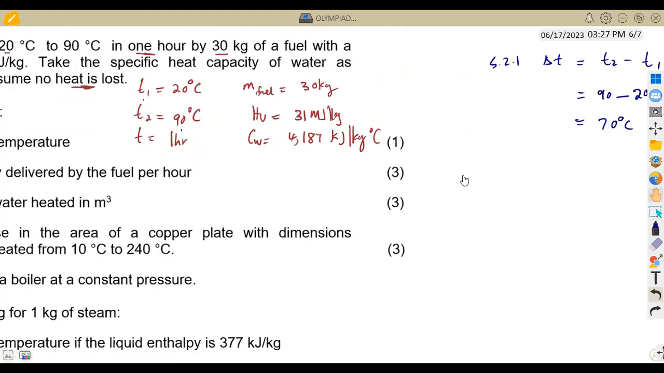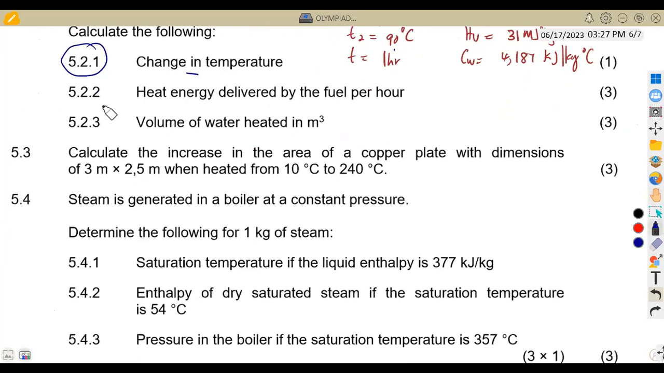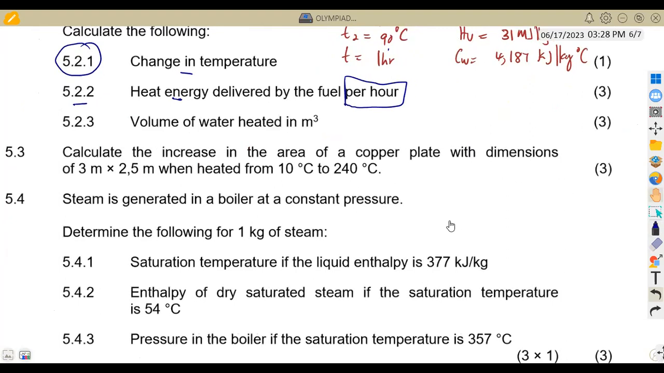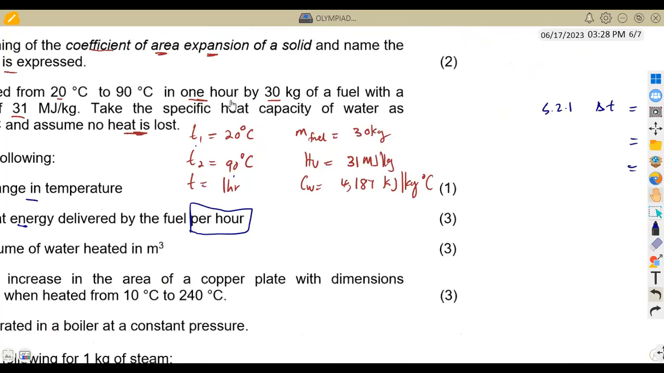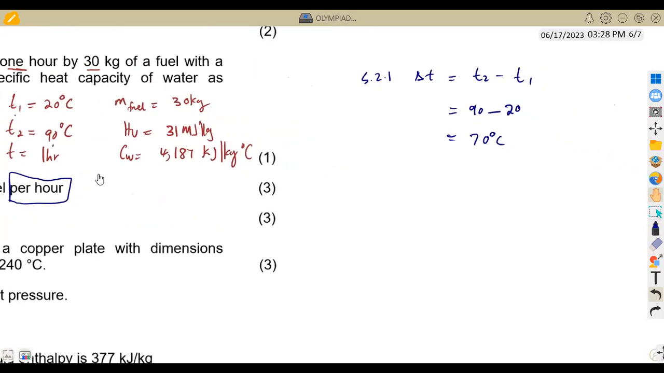All right, then we move on to another part of our question, which is 5.2.2, where we are asked to calculate the heat value delivered by the fuel. Take note, the heat value delivered per hour. So it's very, very important, because we are given a condition that the change occurred in 1 hour. So meaning to say, we are not going to change anything, because this information is given per unit of 1 hour.